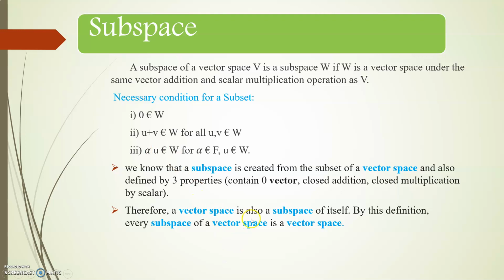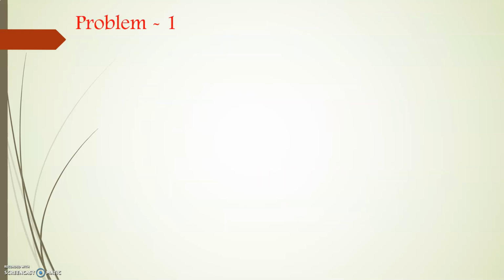Therefore, a vector space is also a subspace of itself. By this definition, every subspace of a vector space is a vector space. Next, we are going to see the problems on subspace.